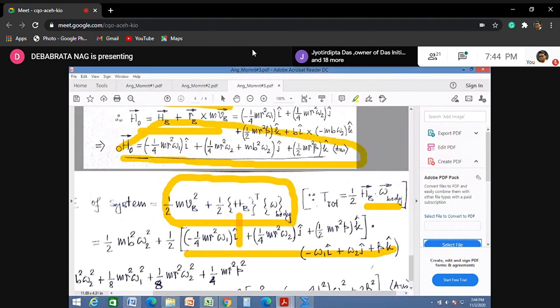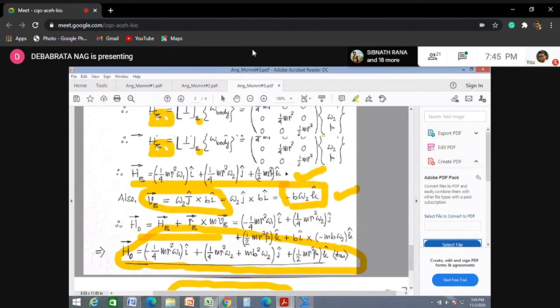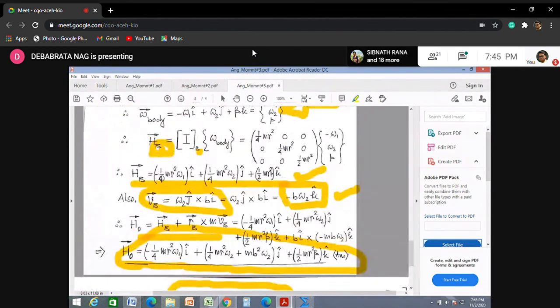Then it will be wrong. So what you do, you take the angular momentum with respect to the center of mass, take the dot product of this angular momentum with the absolute angular velocity, half of it, and that will give you the rotational kinetic energy. The translational kinetic energy can be directly found from the velocity of the center of mass.